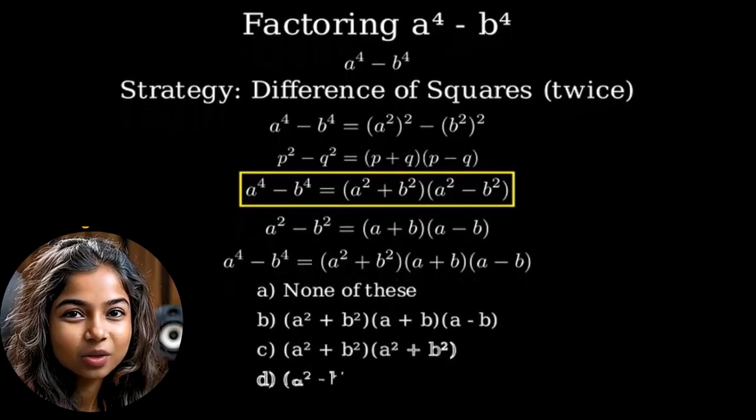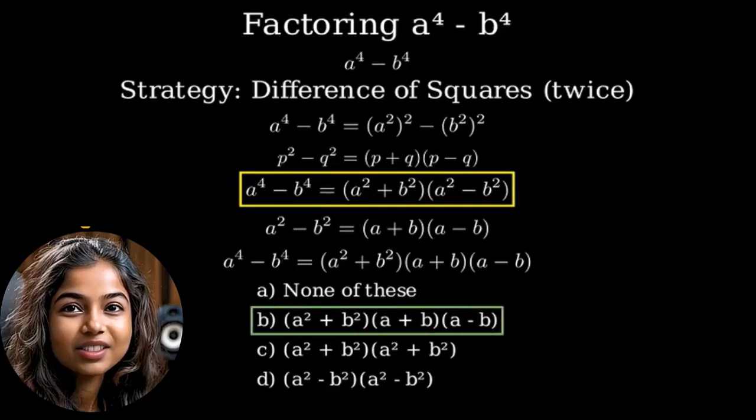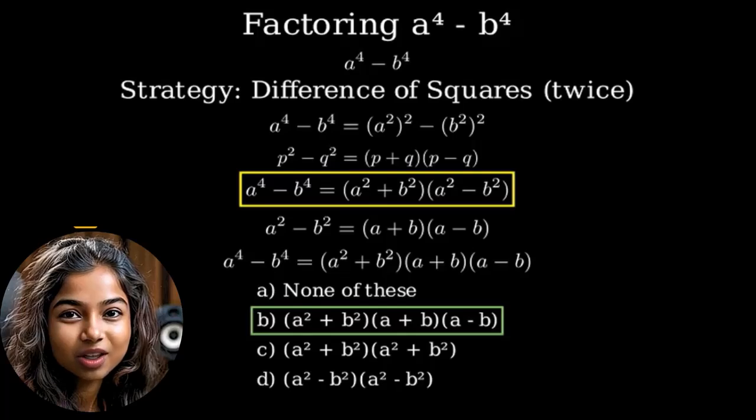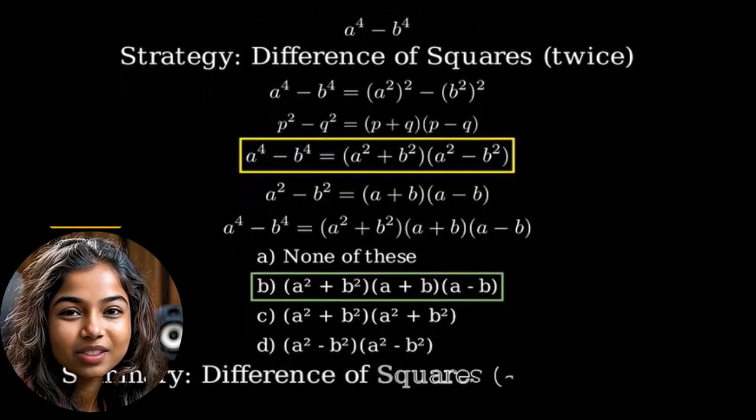Let's check our options. Option B matches our answer perfectly. Here's a real-world application. Imagine nested squares with side lengths a and b. The difference in their areas is a to the fourth minus b to the fourth. In summary, we factored a to the fourth minus b to the fourth using the difference of squares twice.